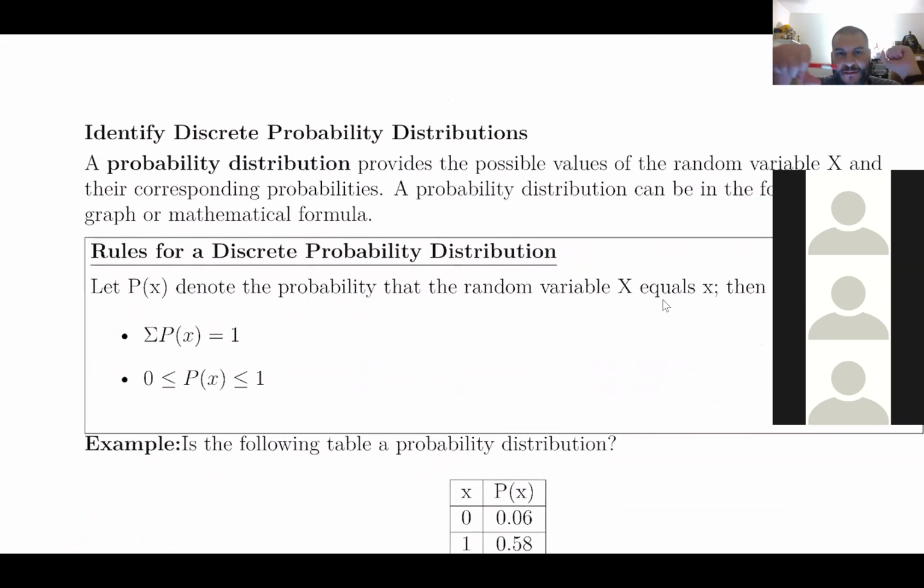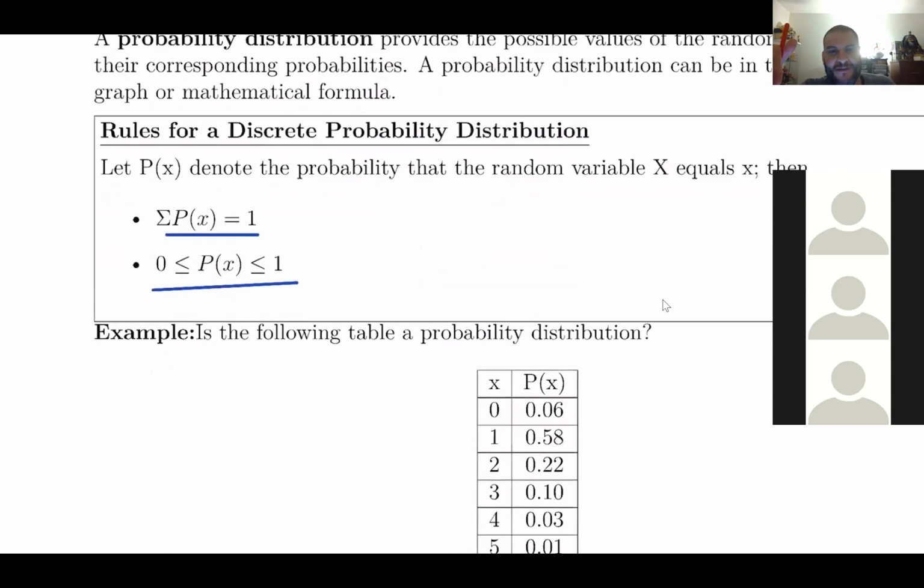This is kind of a repetition of something that we already did. This is the rule for a discrete probability distribution. It's the same rule that we used in chapter 5. If you remember, if you add up all the probabilities, they should add up to 1. And lastly, all of the probabilities should be between 0 and 1. I'm just reintroducing it. Nothing new technically happened here. This should be something that you already know.